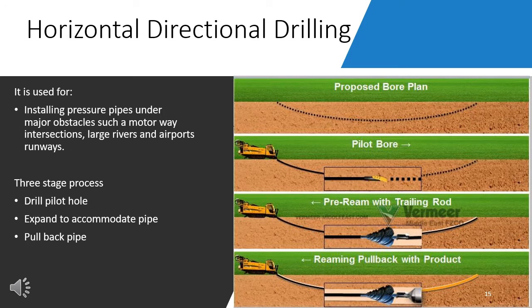The last trenchless construction method we have here is horizontal directional drilling. Now, this technology is used for the installation of pressure pipes under major obstacles, such as motorway intersections, rivers, and airport runways. Now, this technology uses a three-stage process, whereby the first stage consists of drilling a small diameter pilot hole along the desired center line of a proposed floor plan.